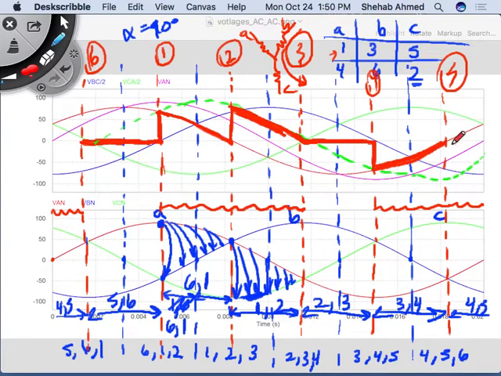And then 4 and 5 is CA, which is like AC in the negative half cycle. This is my AC waveform in the negative half cycle. It's like this. This should continue. This is the green, okay? So this is my waveform.